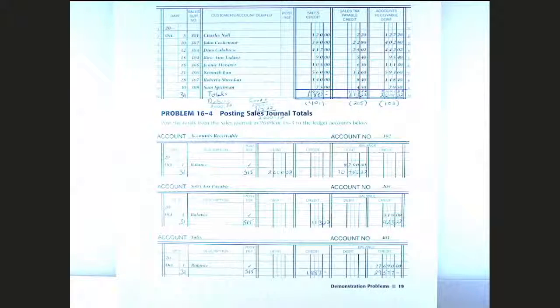It's pretty straightforward once you understand what's going on. The hardest part here is going to be choosing which journal to put the accounts in, with the transactions.